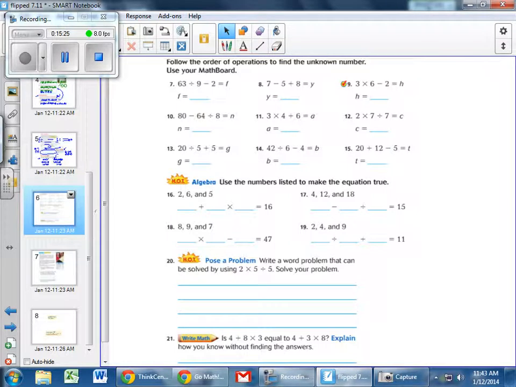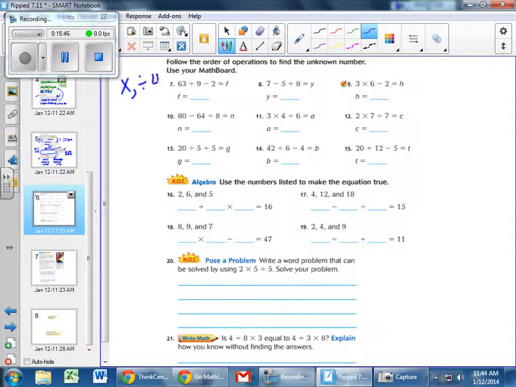Okay, now it is your turn. Follow the order of operations to find the unknown number. Okay? So we've turned the page. On the top of my page here, I'm going to write multiply, divide, left to right. Add, subtract, left to right, so that I can remember that. Okay?